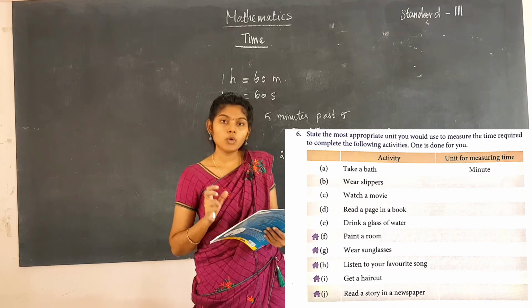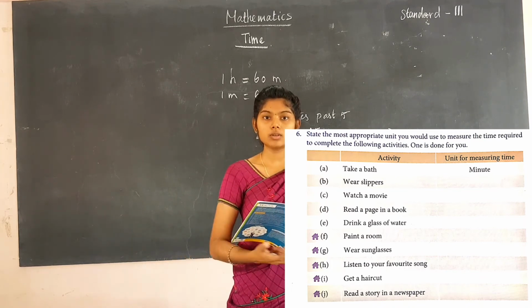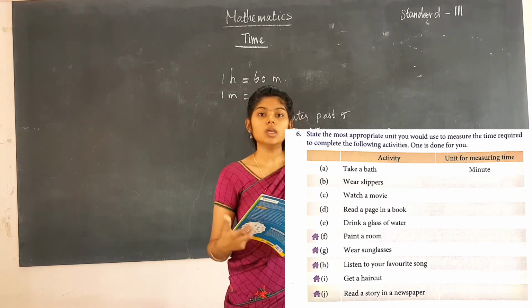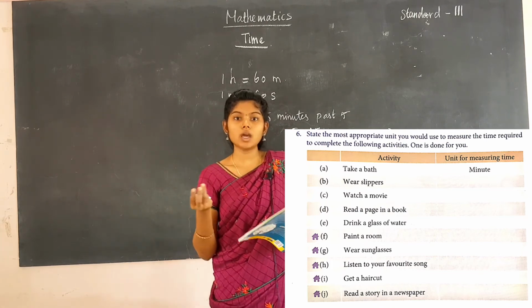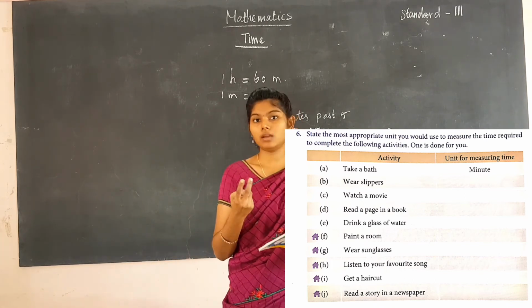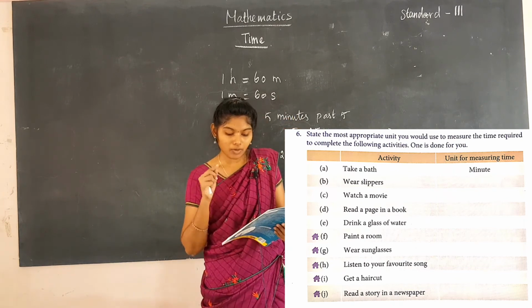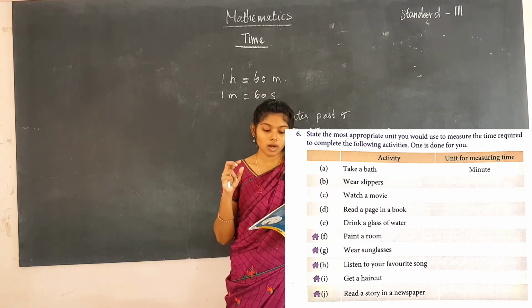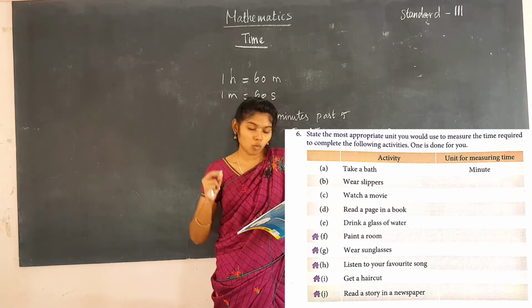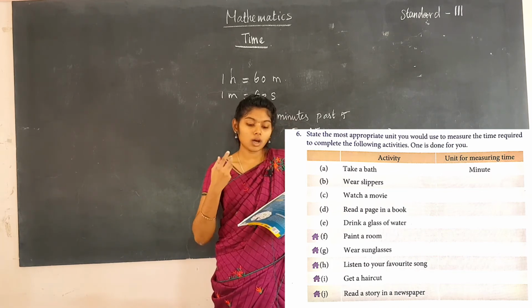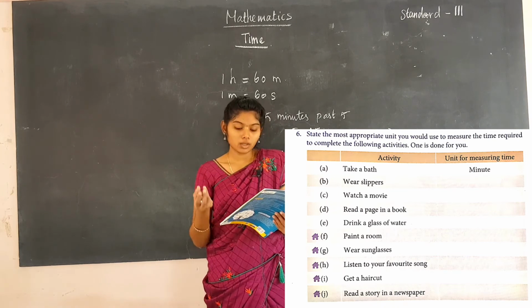Watch a movie. How much time will it require to watch a movie? For a movie you will take hours. The film may be 3 hours or 2.5 hours. So the unit of measure here is hours. Read a page in a book. Read a page in a book. What will the timing unit be here?